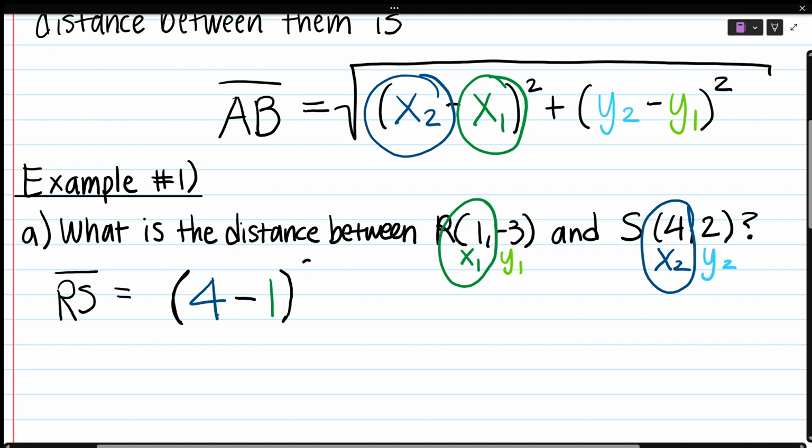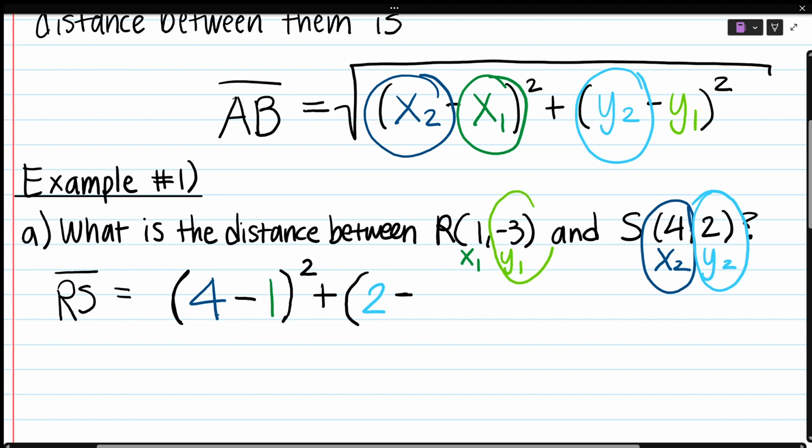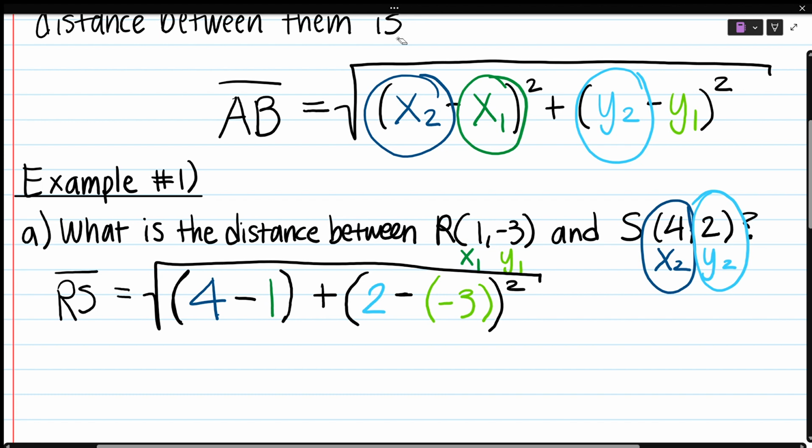4 minus 1 squared, plus y2. Y2 is going to be 2. So 2 minus, and then y1 is right here, -3. I'm going to put that in parentheses. Okay, and then we're going to have the square root, and then let's simplify.